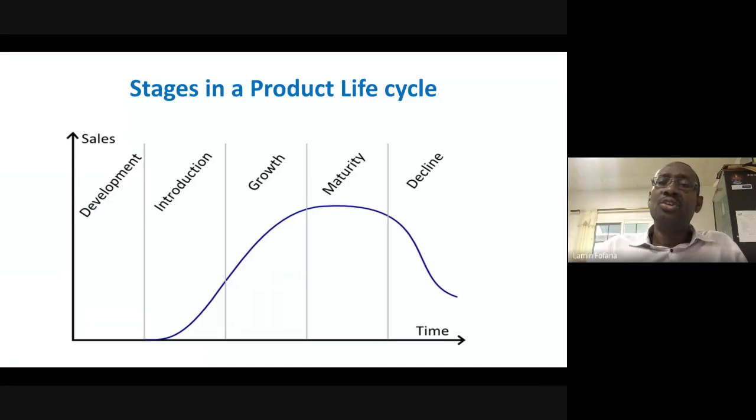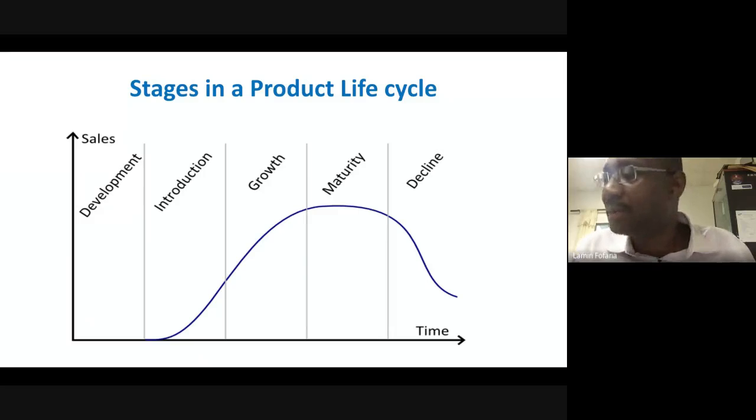Each time a product wants to reach maturity level, they will rebrand the product and try to reintroduce it so that the taste of the majority of their customers will still be maintained. So this is the way it works. That was a good question, Ibrahim.